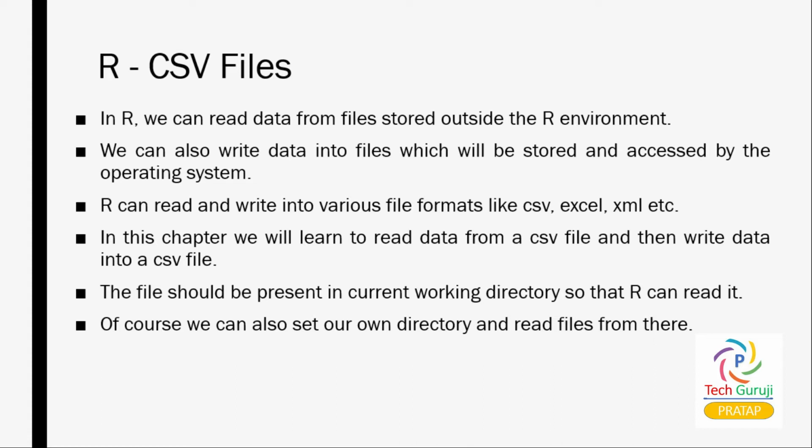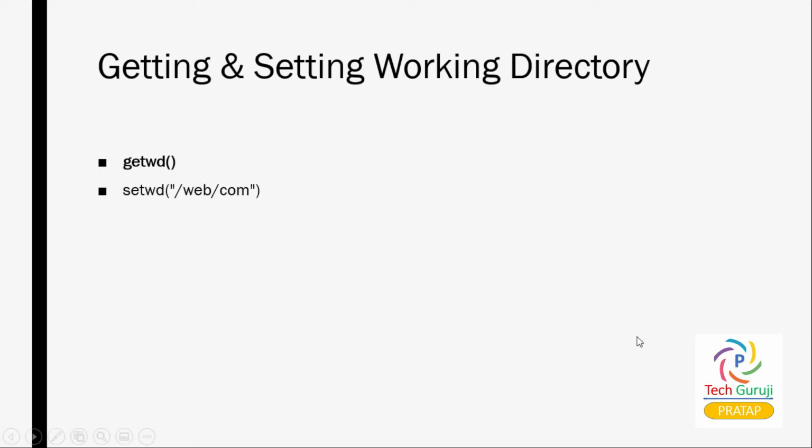So in this chapter, we'll learn how to read data from a .csv file and then write data into a .csv file. The file should be present in the current working directory so that R can read it. Of course, we can also set our own directory and read files from there. For getting and setting the working directory, we'll use the function getwd for getting the current working directory, and by using the function setwd, we'll set our own directory.